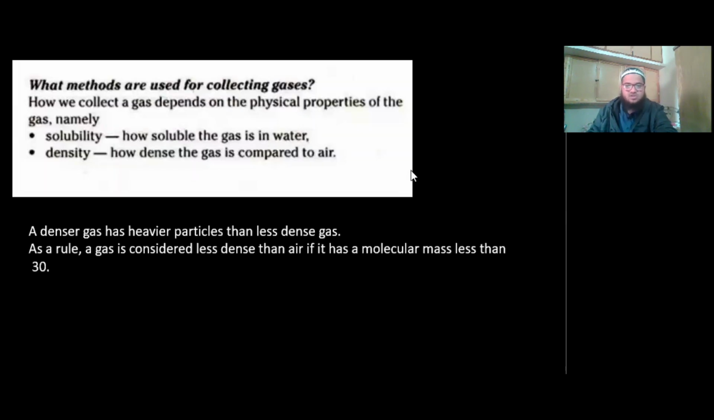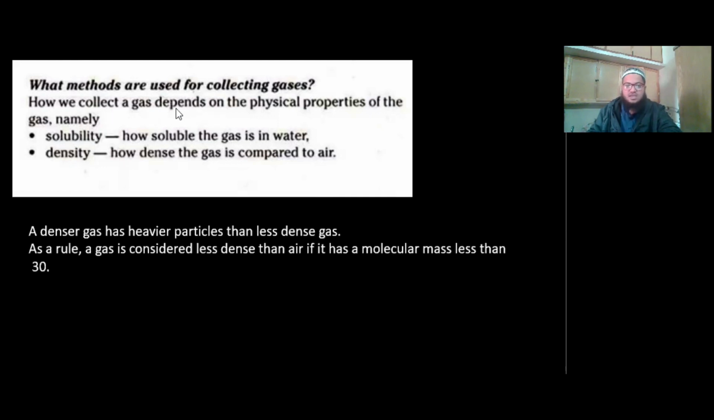Okay, so what are the methods used for collection of gases? Well, there are two major methods of collection of gases. The first one is displacement of water, and the second one is displacement of air. And displacement of air itself is divided into two types: upward delivery and downward delivery. So now how do we use each of these methods, or on what basis do we use each of these methods? They are listed right over here.